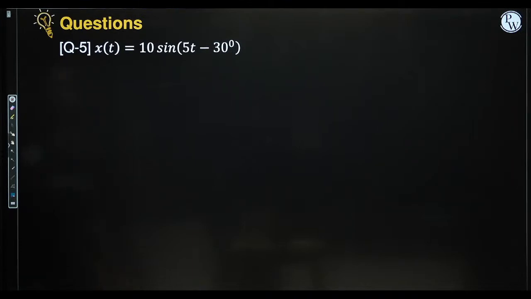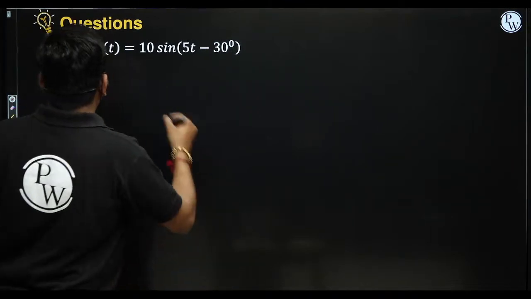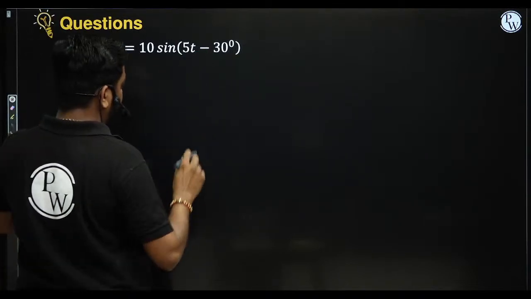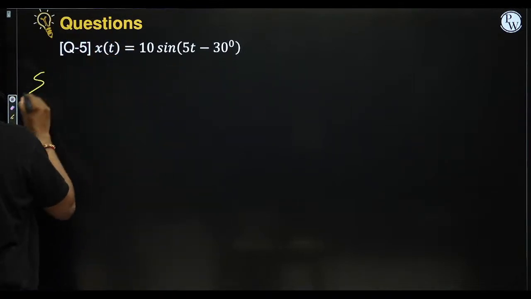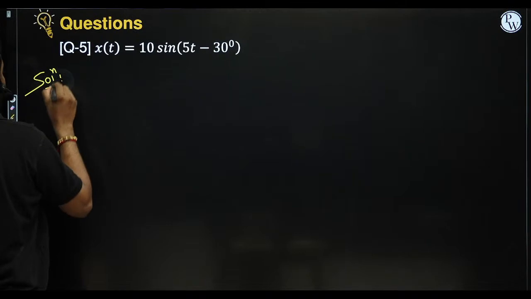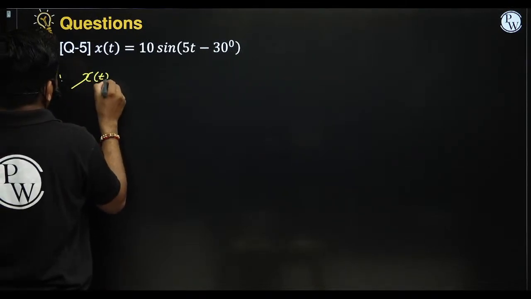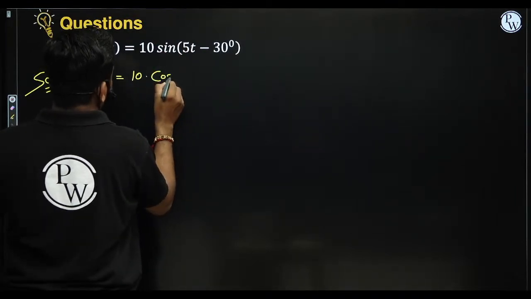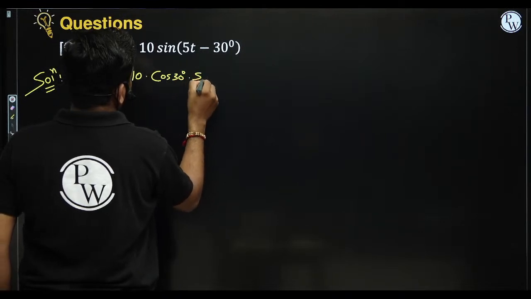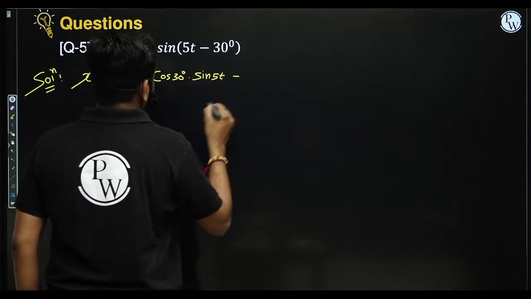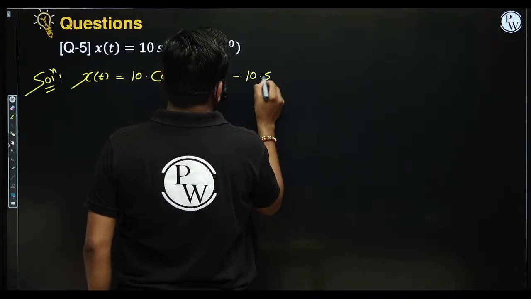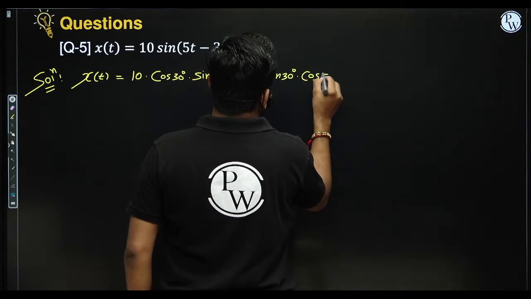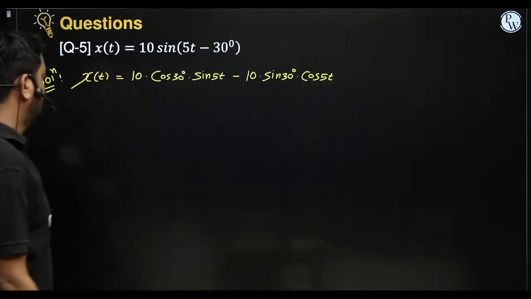Now the next question. x of t equals 10 sin 5t minus 30 degrees. Again, a Fourier series coefficient question. So an additional phase angle is there. So what you have to do, guys? x of t is equal to, first of all, you have to use the formula: 10 cos 30 into sin 5t minus 10 sin 30 into cos 5t, correct? So cos 30 is root 3 by 2.